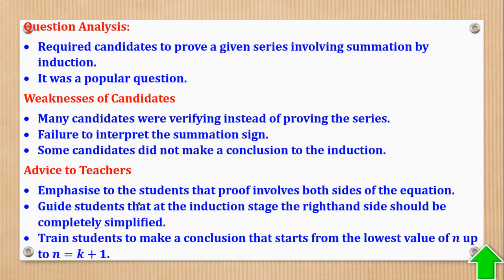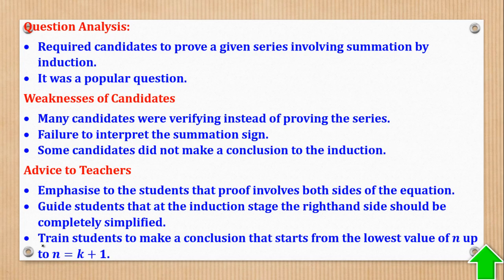What is the advice to the upcoming UNEB students? Emphasize to students that proof involves both sides of the equation. That's why you saw me putting there left hand side, right hand side, like that. Then guide students that at the induction stage, right hand side should be completely simplified. Some of you struggled to expand. Did you see what I did? I didn't expand the right hand side. I left it factorized.